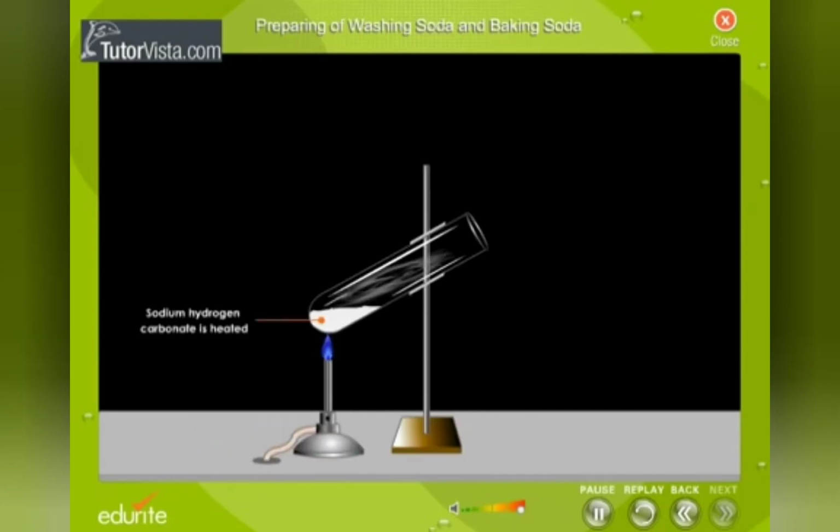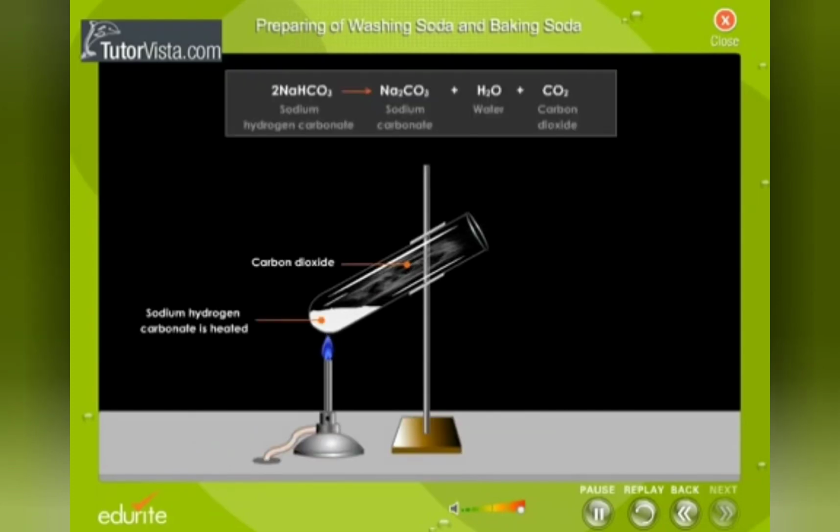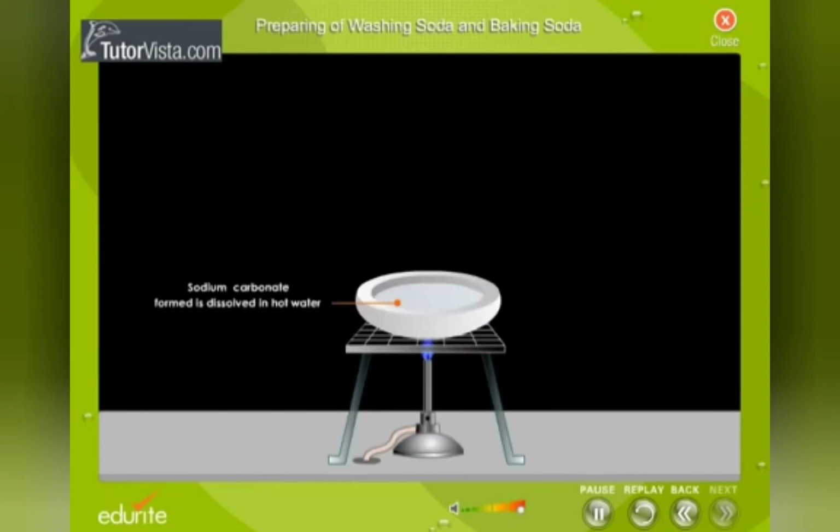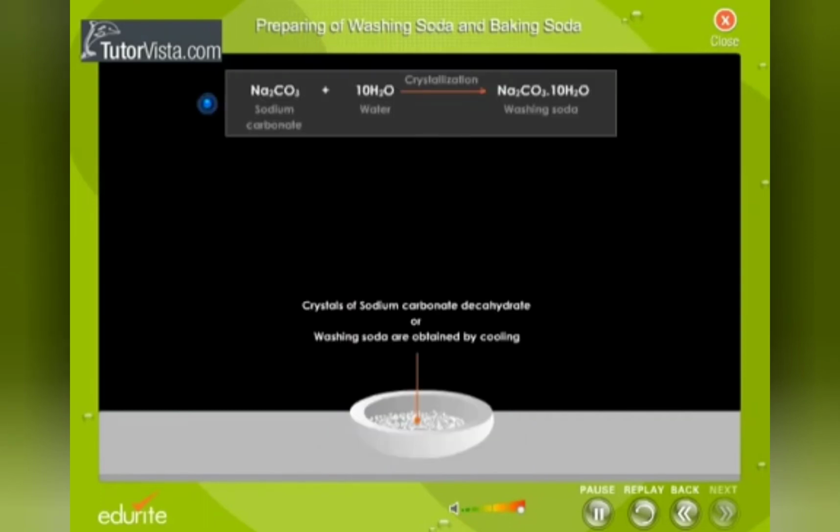Sodium carbonate can be obtained by heating sodium hydrogen carbonate. Sodium carbonate so formed is dissolved in hot water and heated to the crystallization point. Crystals of sodium carbonate decahydrate, or washing soda, are obtained by cooling.